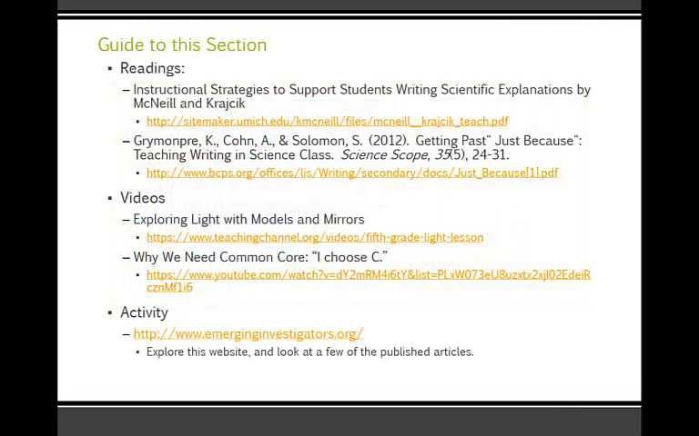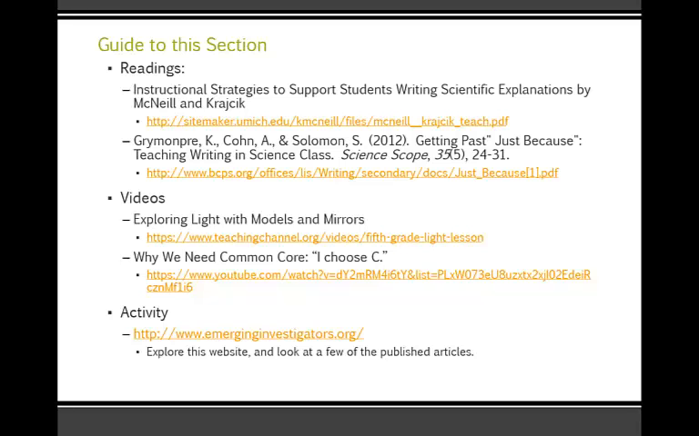So you have two things to read in this section. They both are very practical pieces. One is called Instructional Strategies to Support Students Writing Scientific Explanations, and the other is called Getting Past Just Because, Teaching Writing in Science Class. The second one was a collaboration between ELA and science teachers in a research environment, where they really produce some meaningful tools for supporting student writing, having conferences, some things like that.